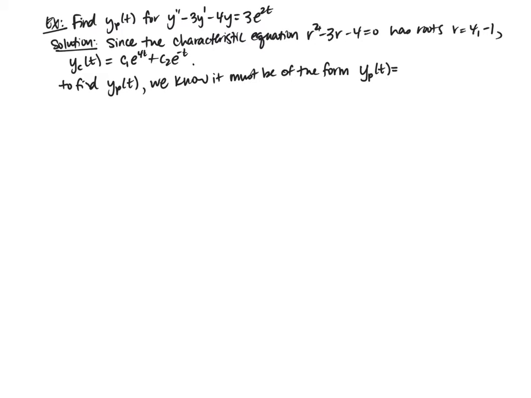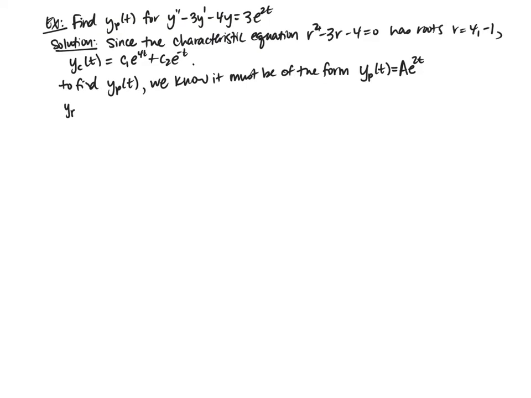Yp of t needs to be equal to some a e to the 2t. Now, why is that? Because when I take the second derivative of that thing minus 3 times the first derivative minus 4 times that thing, I end up with some kind of constant times e to the 2t. So the only way to end up with that on the right-hand side is if the y had some kind of e to the 2t thing in it. Okay, so I'll give you a theorem about that in a little bit, but for now, let's just say our yp is of that form.